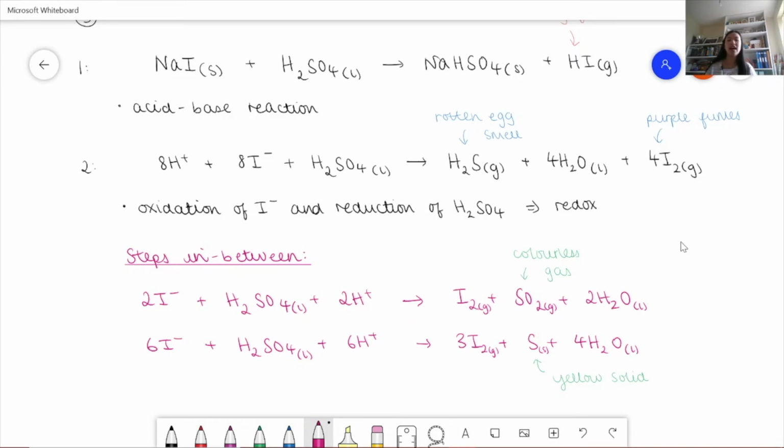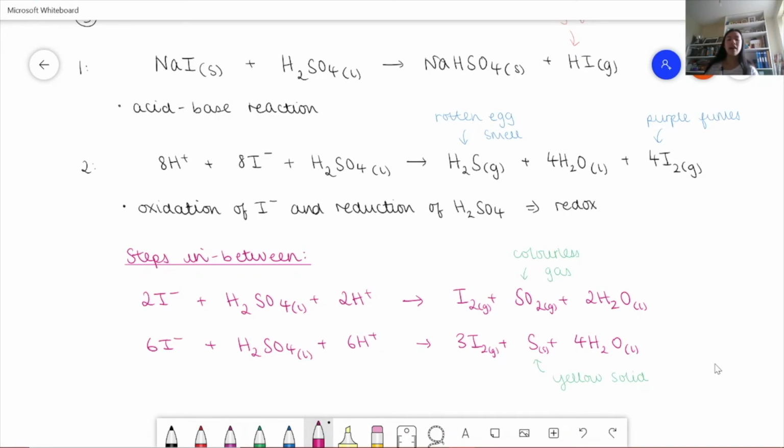So from this reaction, what we get is some hydrogen iodide, so that's steamy fumes, and we get some sulfur dioxide, which is a colourless gas, sulfur solid, which is yellow, some hydrogen sulfide, which gives off a rotten egg smell, and also iodine gas, which will be purple fumes. And so it's really important to remember all of these equations and all the distinctive things that they produce, because you'll definitely be asked about it.